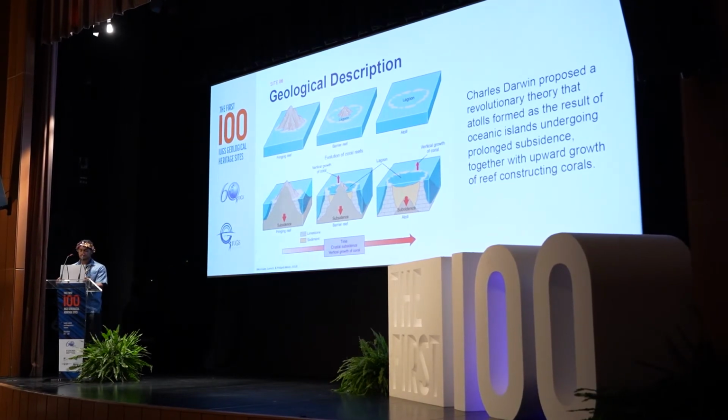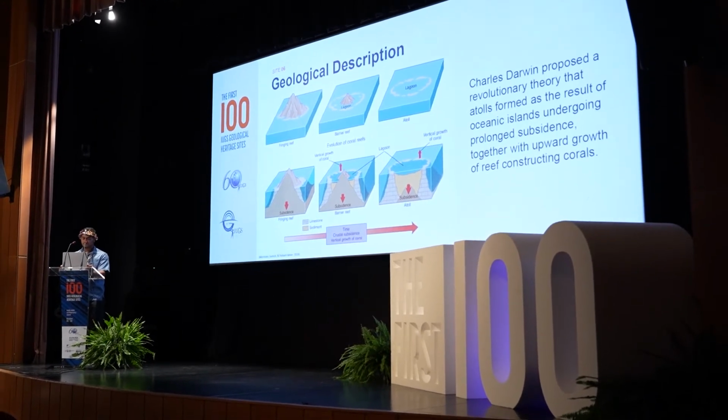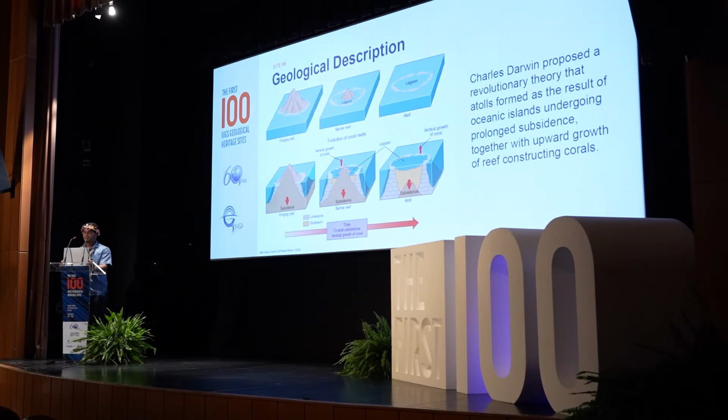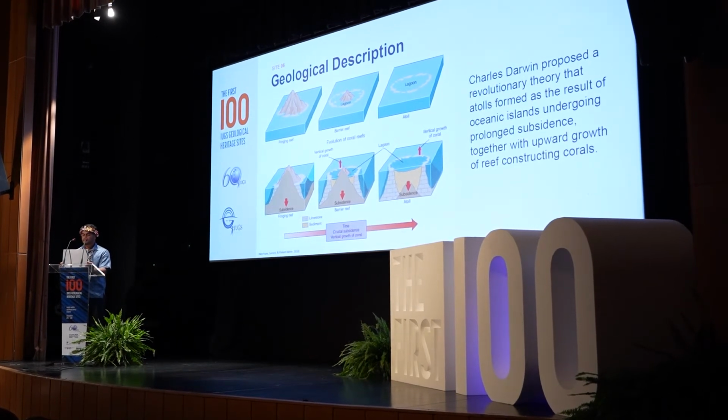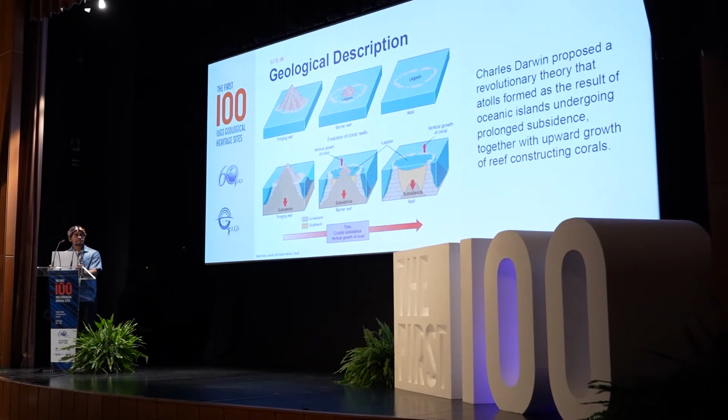Moving on to the geological description, the origin of atolls was a mystery to science and a source of great debate since the pioneering days of modern geoscience. Following observations made during the voyage of the HMS Beagle, Charles Darwin proposed a revolutionary theory that atolls formed as a result of oceanic islands undergoing prolonged subsidence together with the upward growth of reef-constructing corals.